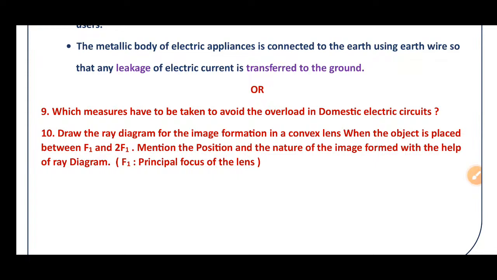Okay, then sometimes the electric supply board supplies more than the required voltage, or high voltage. In those cases also what happens? Overload occurs. These are the four reasons that cause overload in domestic electric circuits.